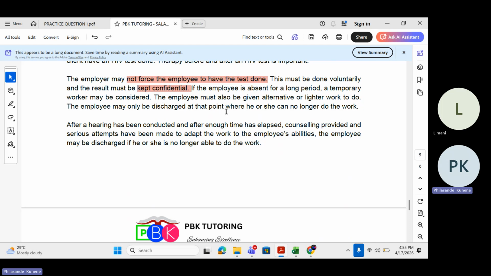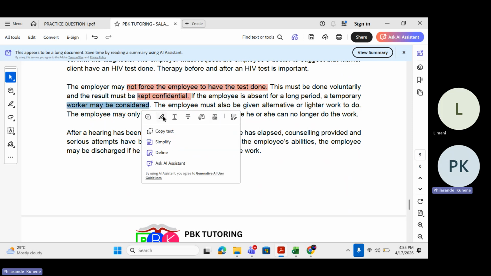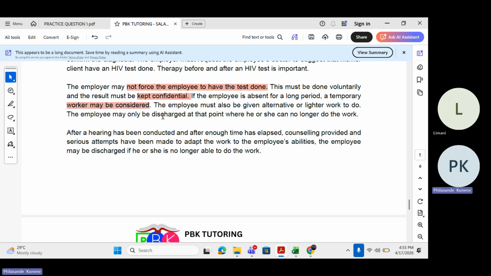But you may have proof that you are sick, that you are unable to come to work because you are sick, but they don't have the right to know what kind of sickness you had that made you unable to come to work. If the employee is absent for a long period, a temporary worker may be considered. Yes, obviously. If you are no longer coming to work, who is going to do the work that you are supposed to do? No one. So the company must try and find someone else to replace you temporarily until you come back.